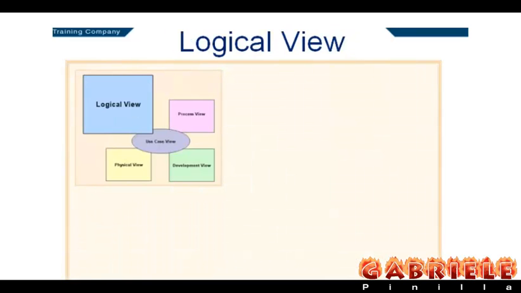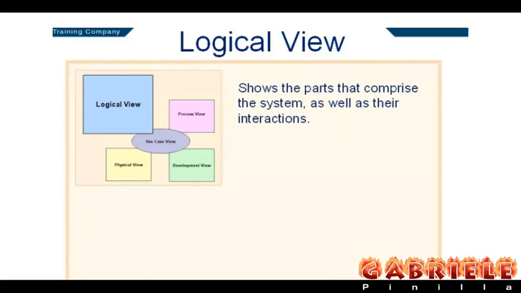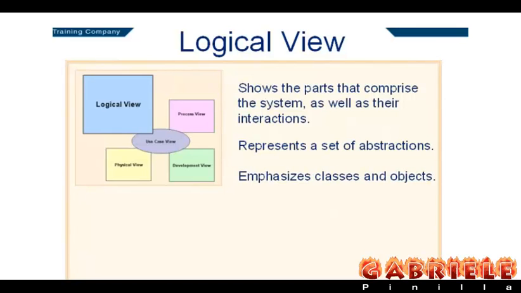Let's start with the logical view. The logical view shows the parts that comprise the system as well as their interactions. It represents a set of abstractions, emphasizing classes and objects. So you could say that the logical view describes the system's object model.